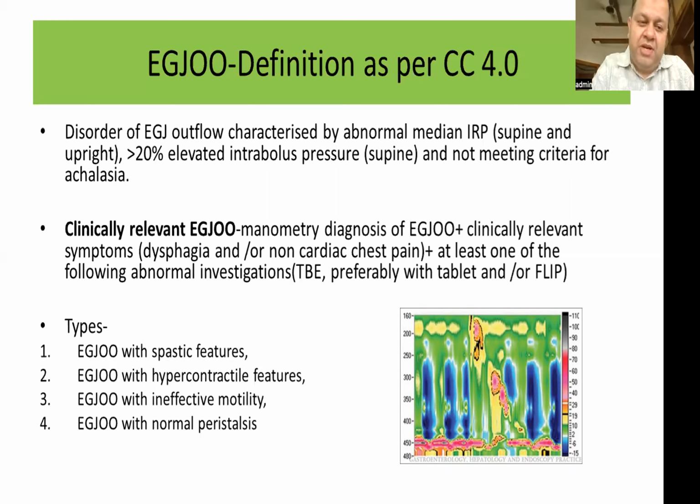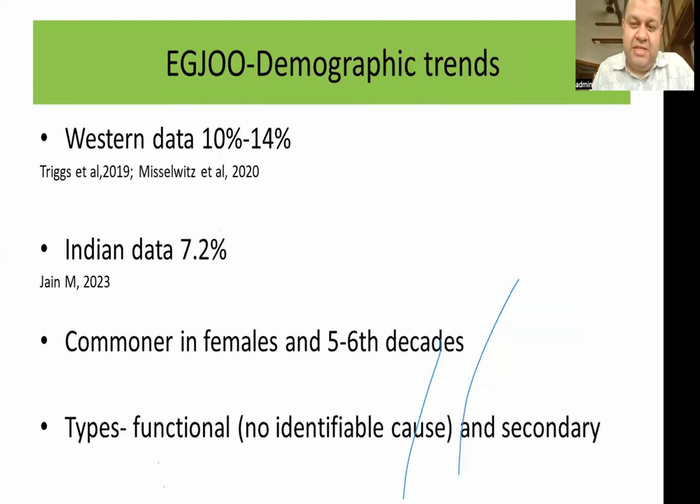EGJ outflow obstruction. Now, based on the manometry pattern of the motility that we see, EGJ outflow obstruction can have 4 subtypes. It can have EGJ outflow obstruction with spastic features, EGJ outflow obstruction with hypercontractile features, EGJ outflow obstruction with ineffective motility, and EGJ outflow obstruction with normal peristalsis.